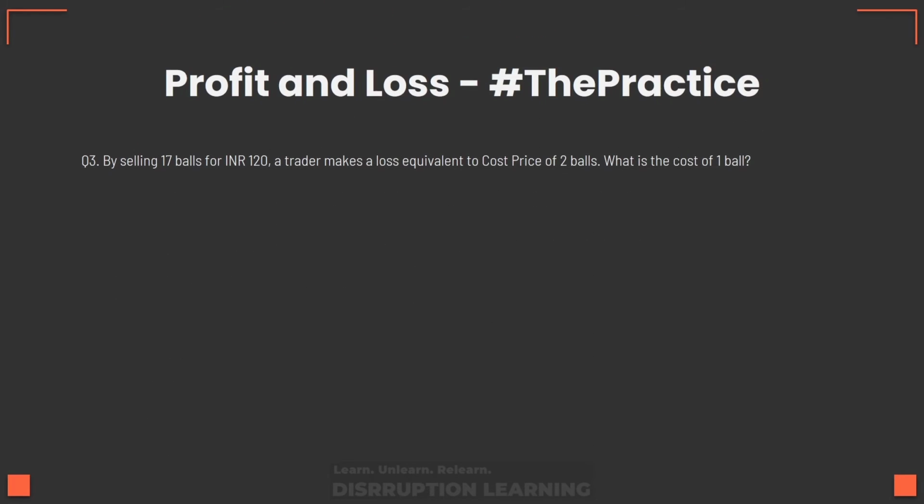Now, by selling 17 balls for rupees 120, a trader makes a loss equivalent to the cost price of 2 balls. What is the cost of 1 ball? So here we have no direct figure, so let's see how we can solve it. So to get the loss, the formula is basically CP minus SP. We know that when CP is larger and SP is smaller, there would be loss. Now we know that loss is equal to CP of 2 balls, right?